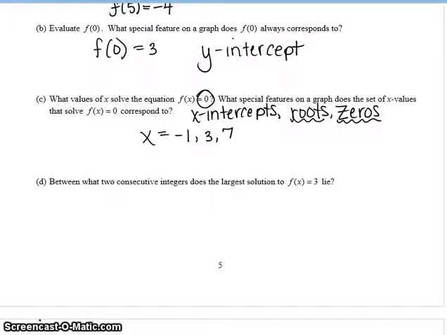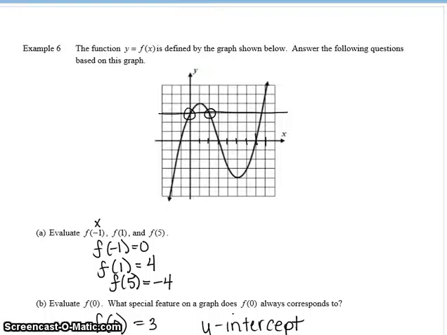Okay, this is Unit 2, Day 1, Part 2, because I have to finish it up. Part D. Between what two consecutive integers does the largest solution to f of x equals 3 lie? So if you remember, I just drew the horizontal line. This is y equals 3.